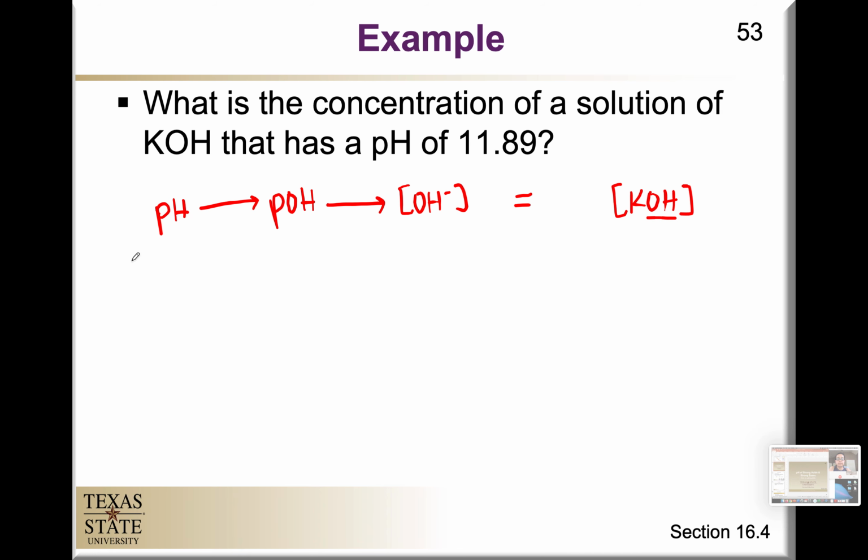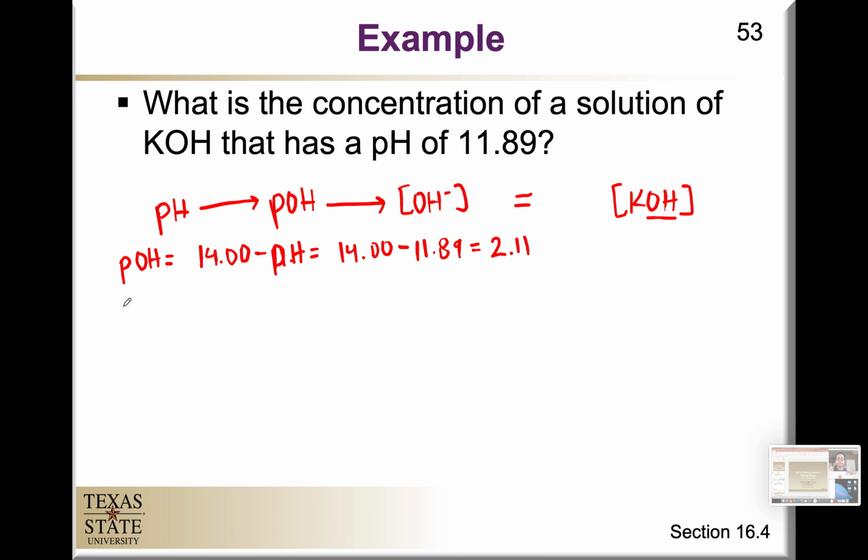All right, so first of all, from the pH, I'm going to find the pOH. So my pOH is going to be equal to 14 minus 11.89, or really what I'm doing is 14 minus the pH. Let me go ahead and write that so you have your notes complete. Anyways, 14.00 minus 11.89, and that is equal to 2.11.